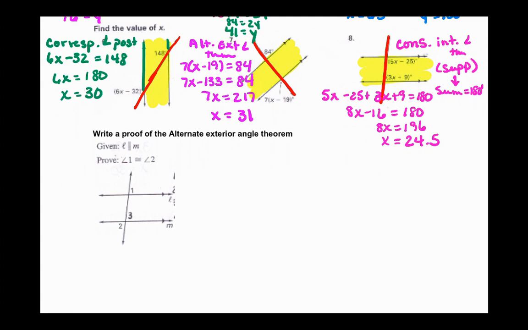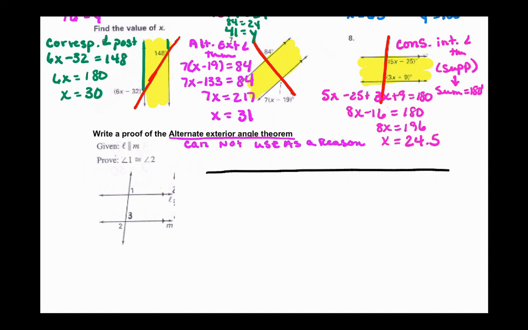Our last example problem is writing a proof, and the key to this is they tell you which theorem we're proving. So we cannot use this theorem as a reason. So we're not allowed to use the alternate exterior angles theorem as a reason because we're proving that theorem. So I'm going to make 2 columns, one for the statements and one for the reasons.